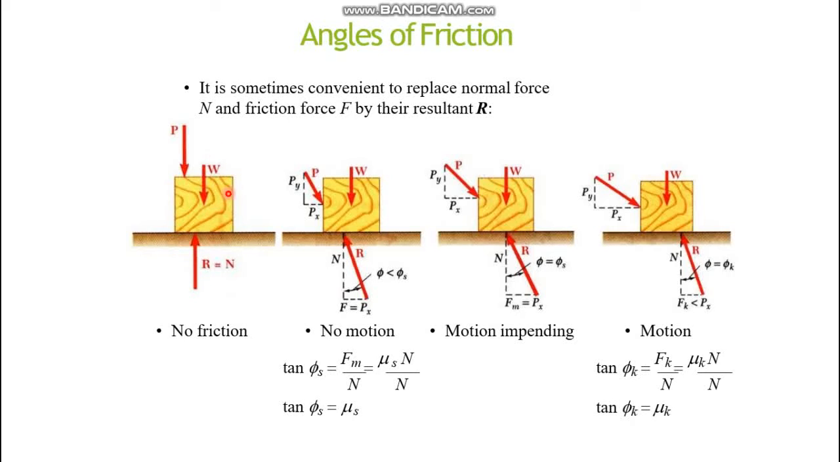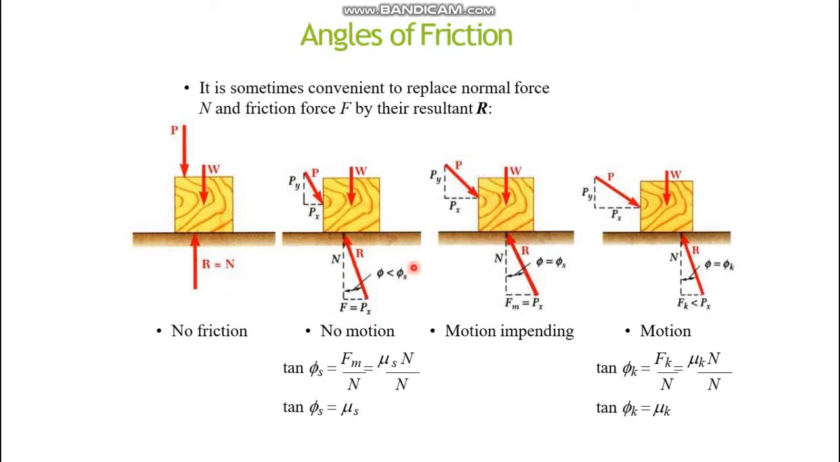So in this case you can see no friction is there, as the P force is directly acting on this body, a wooden block, so there is no friction. This force is directly vertical. And if this force is inclined, there will be two components, Px and Py, and there will also be no motion, as we assume that the horizontal component Px is equal to your frictional force, so there will be no motion as previously.